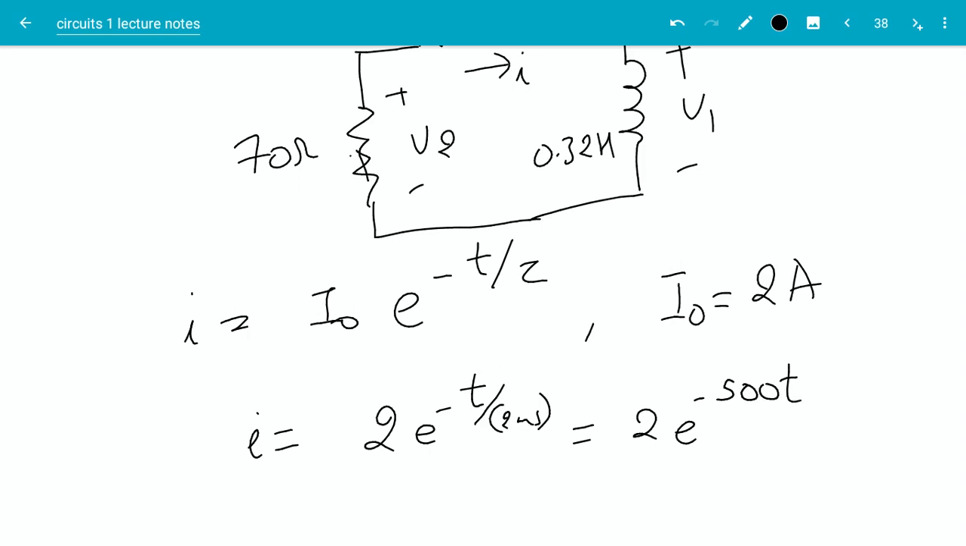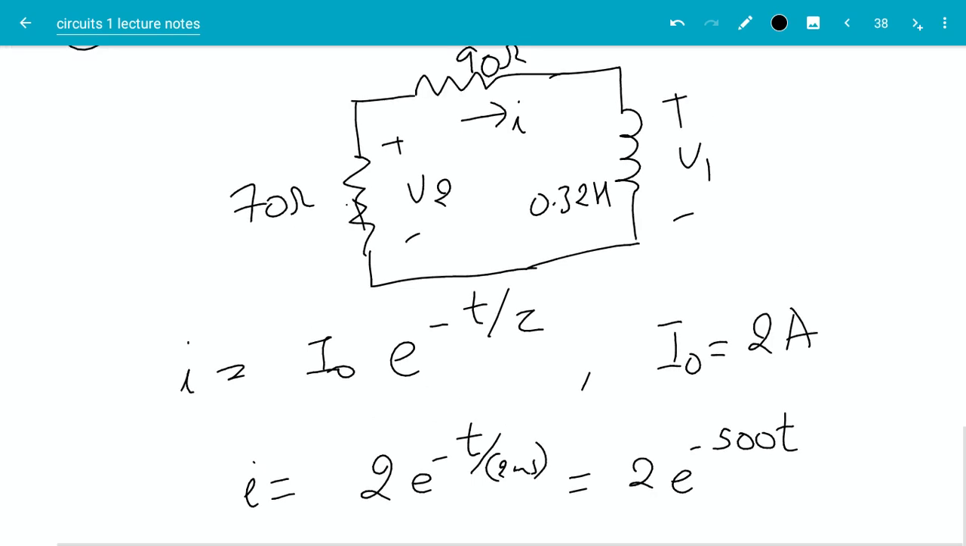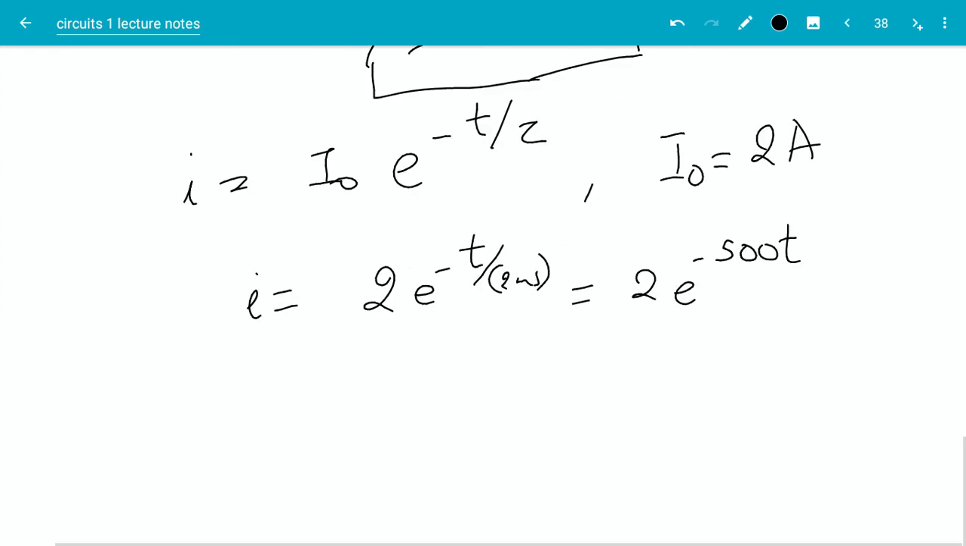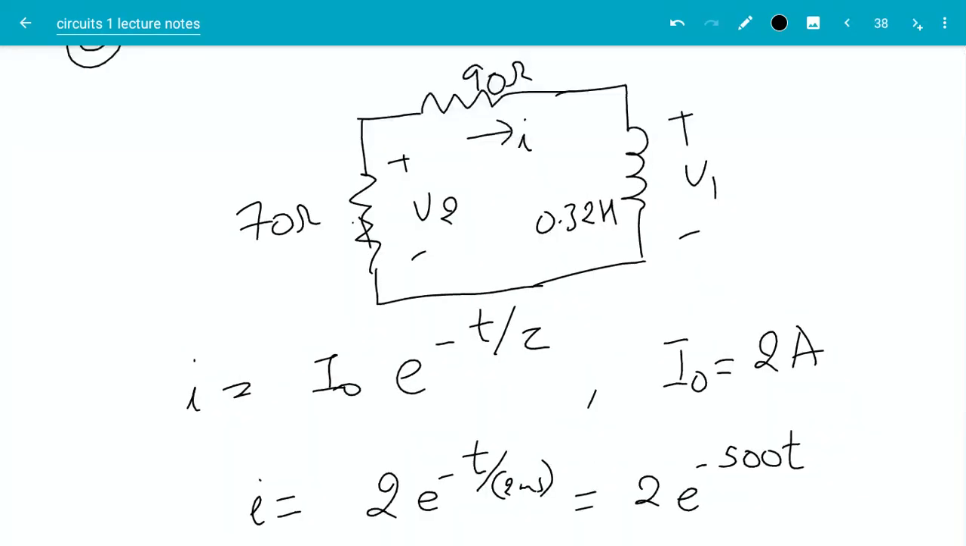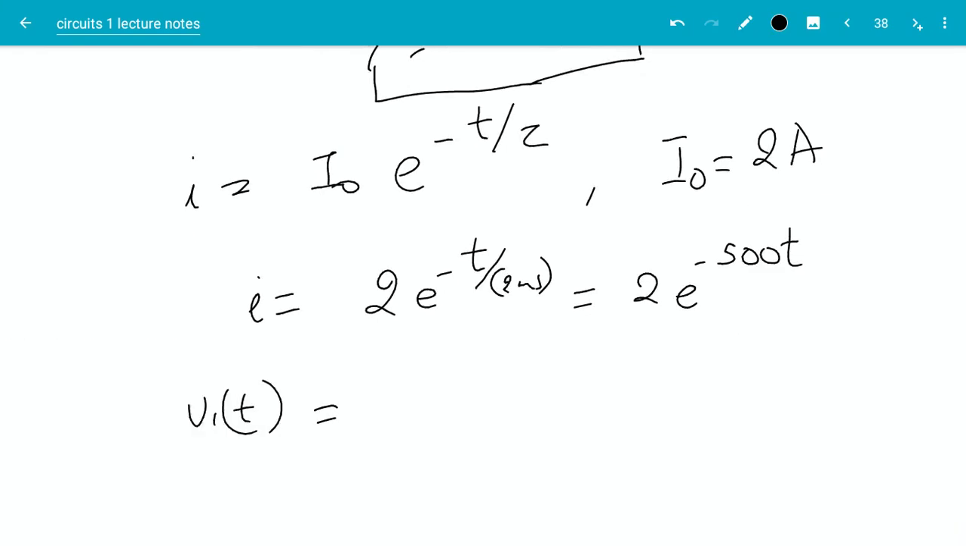That is I. Then V1 is the voltage across the inductor. Note that the voltage drop here is in the direction of the current I. So V1 of t will be equal to L times the derivative of this current. Let me denote this as I of t here.